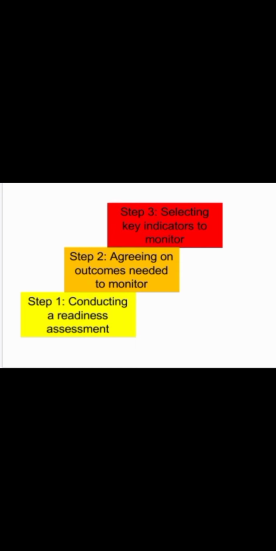Third step: selecting key indicators to monitor outcomes. Success requires a measurable medium against which progress can be evaluated. An organization's selection of key indicators provides a qualitative and or quantitative means of measurement.